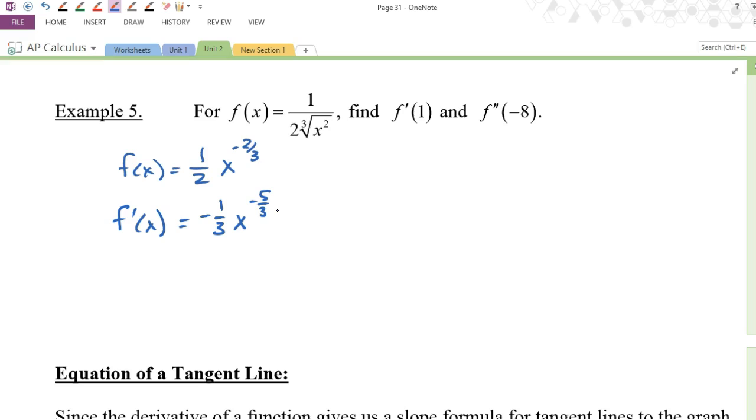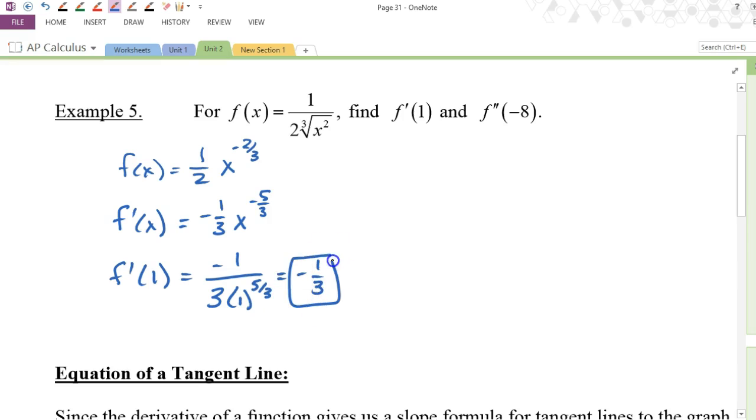Okay, so the first thing they asked me to find is the first derivative at 1. So I'm going to plug in a 1 on my rewrite, if that's okay with you guys. I'm going to do 1/3, and then plug in this 1 and put it into the denominator. So what's 1 to the 5/3? 1. So then I have 1 times 3, so there's a 3 on the bottom. So what's the derivative? -1/3. So the slope at 1 would be -1/3.